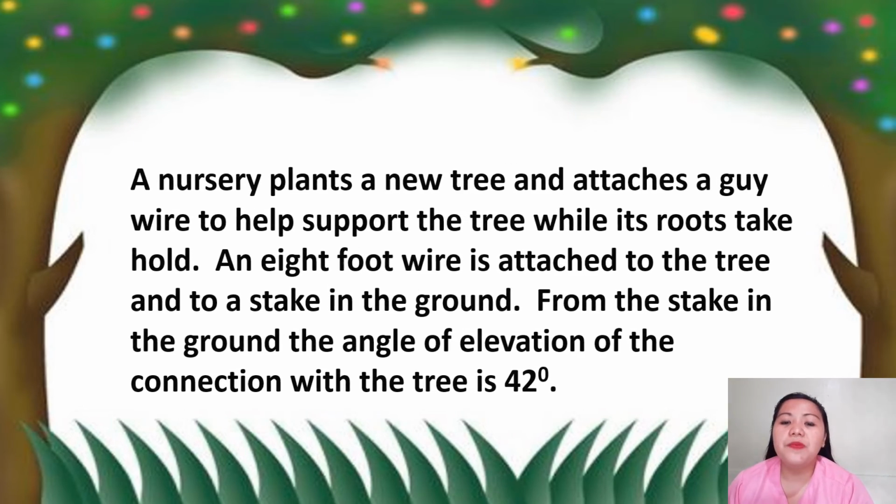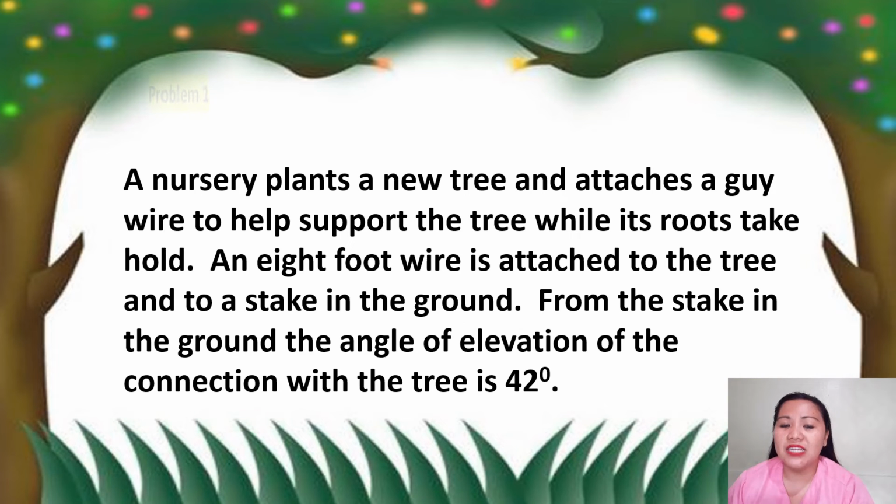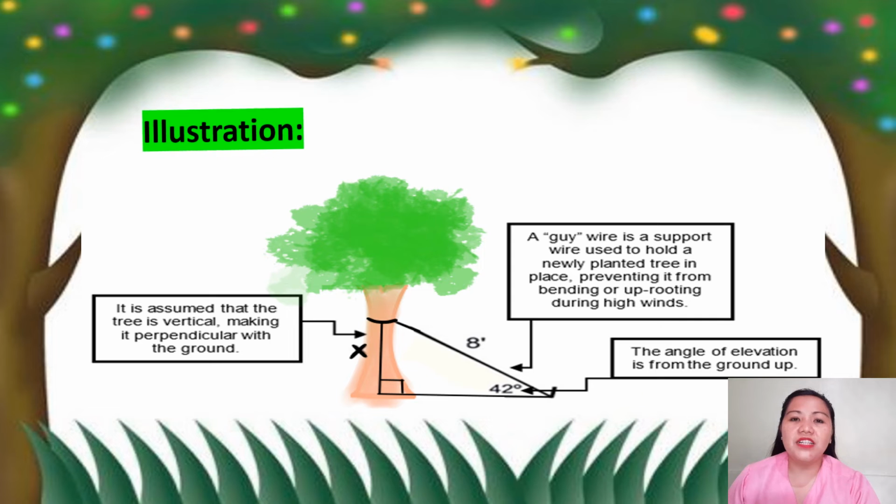I have here problem number 1. A nursery plants a new tree and attaches a guy wire to help support the tree while its roots take hold. An 8-foot wire is attached to the tree and to the stake in the ground. From the stake in the ground, the angle of elevation of the connection with the tree is 42 degrees. This is the illustration for problem number 1.